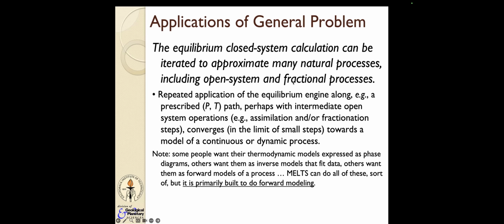forward modeling is really the easiest thing to do and the most intuitive and the thing that it was really constructed for. So if you have a scenario that you think led to your observed data, whether it be decompression melting of the mantle or fractional crystallization or an assimilation process, you can simulate that process by repeatedly calculating equilibria while moving along a path, possibly changing the composition between steps of the path in order to describe your process.